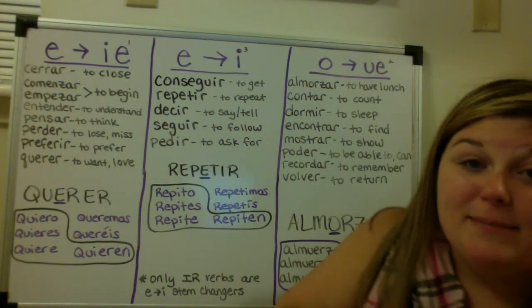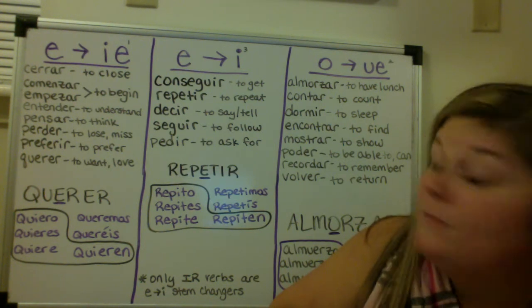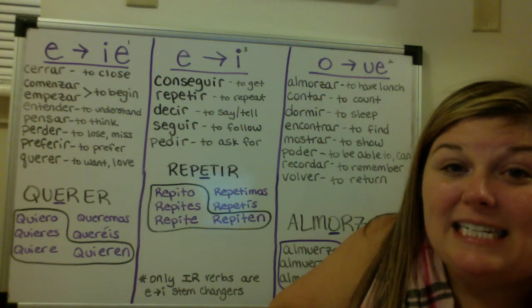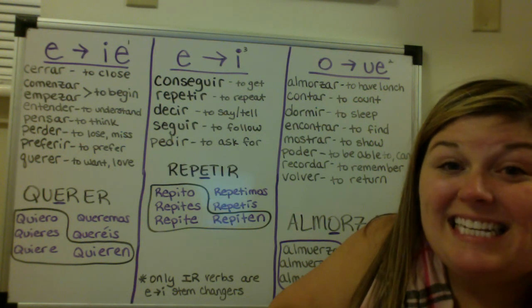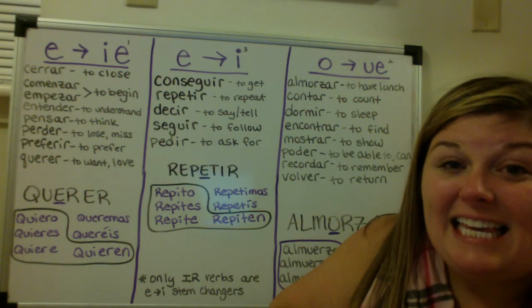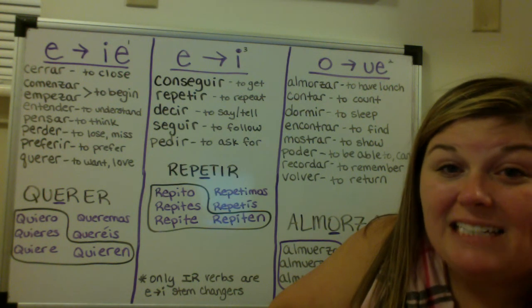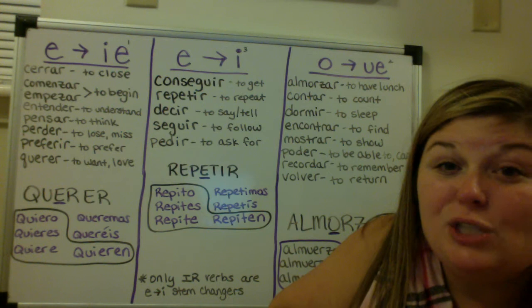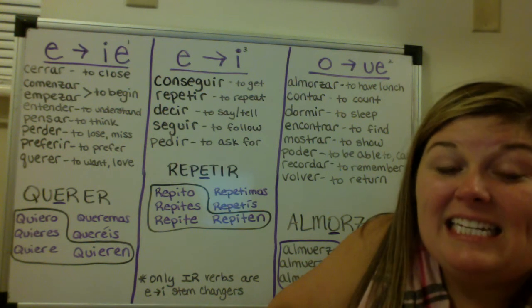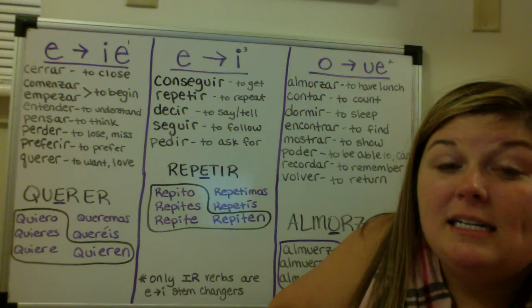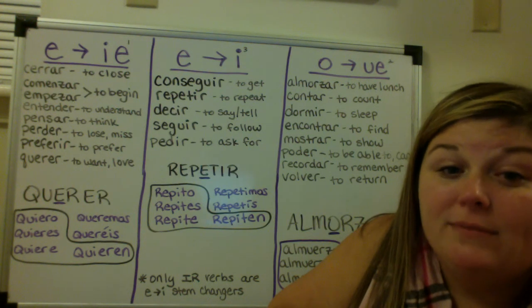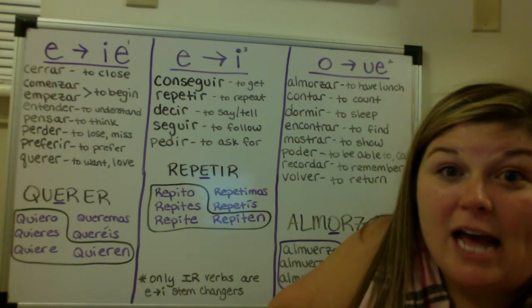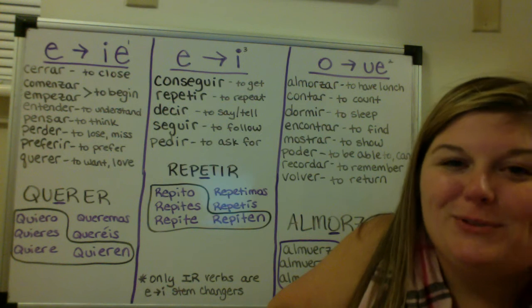All right, let's take a look at E to I stem changing verbs. First, let's look at the verbs themselves, and then we'll talk about how to conjugate these verbs. Repiten, conseguir, repetir, decir, seguir, pedir. So conseguir means to get, repetir is to repeat, decir is to say or to tell, seguir means to follow, and pedir is to ask for. See? So when you go to a restaurant, you might pedir some comida, some food, right?